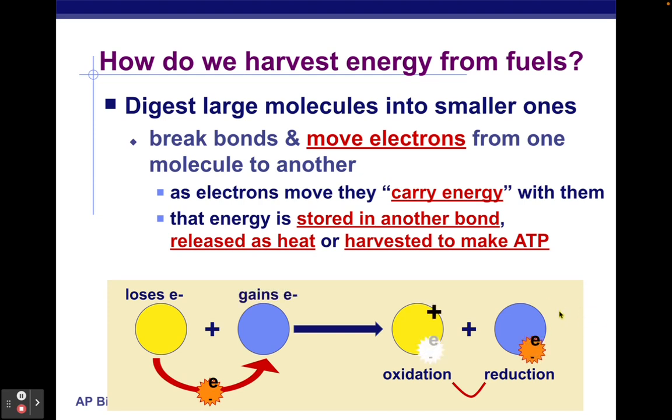This also refers to it now being charged. So this lost an electron and now has a positive charge. It gains an electron, now has a negative charge. Okay, so there we go. That's called a redox reaction.